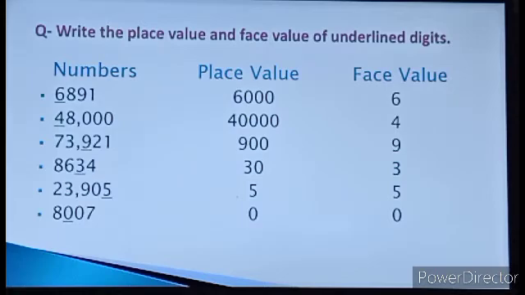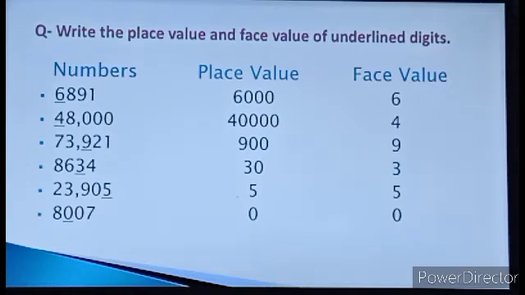Now the third example is 73,921. Where is the 9 given? Which place is it? Ones, tens and hundreds. So 9 is on the 100 place. So 9 multiplied by 100, the place value of the 9 is 900. And the face value is the same, 9.